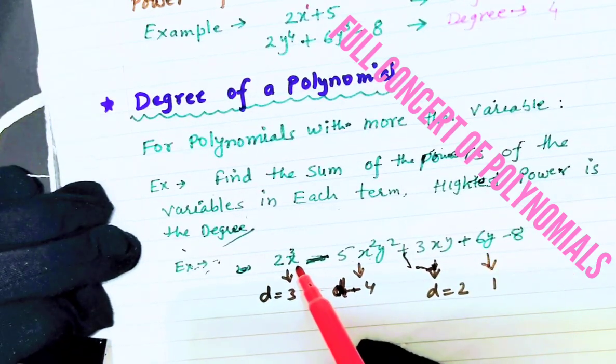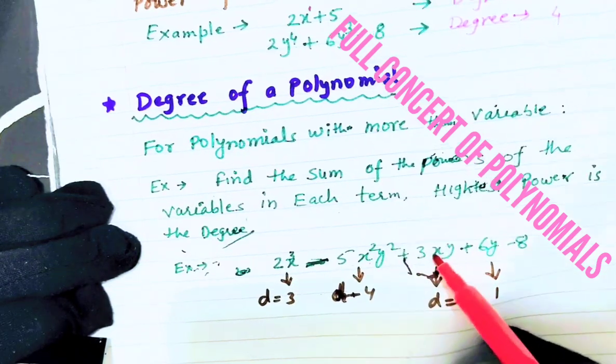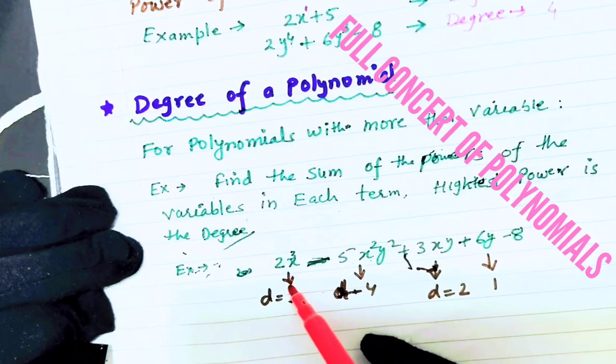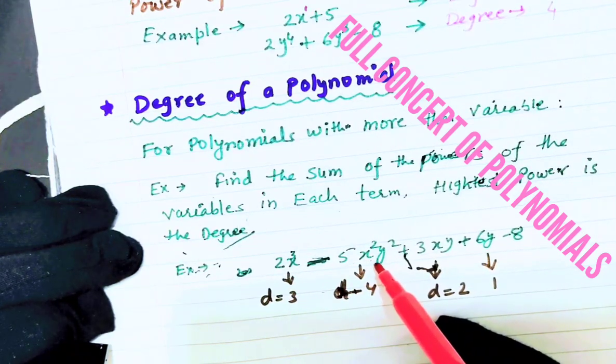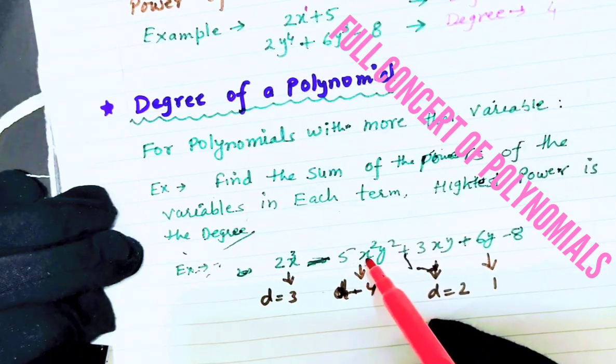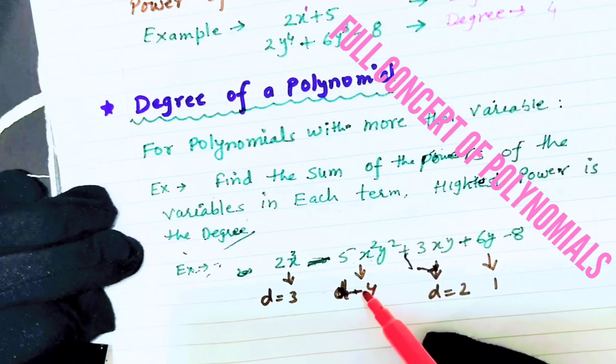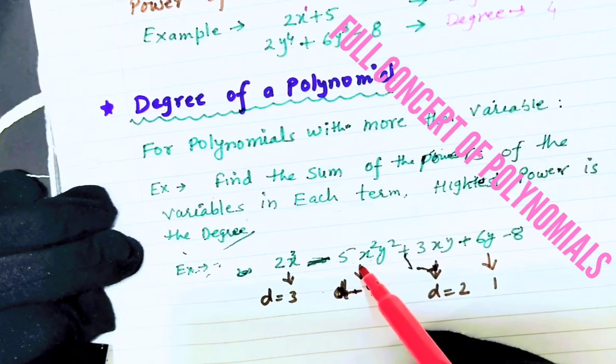So guys, in the first term, 2x cube, the degree, the highest value of the power, will be 3. The degree is 3. In the second term, we see x square and y square, two variables, both in the product. The degree will be 2 plus 2, that is 4, for this term.